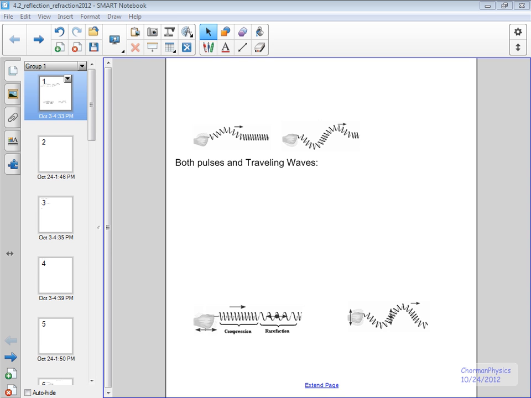Okay guys, we're going to start talking about waves here. So with waves, we'll start just describing them. First thing we have here is pulses and traveling waves.